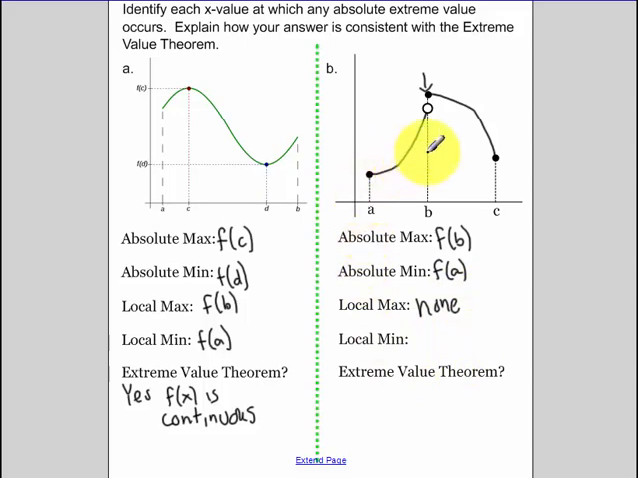Local min, now our local mins, that would be f of c. And does the extreme value theorem hold? No. Our function f of x is not continuous.